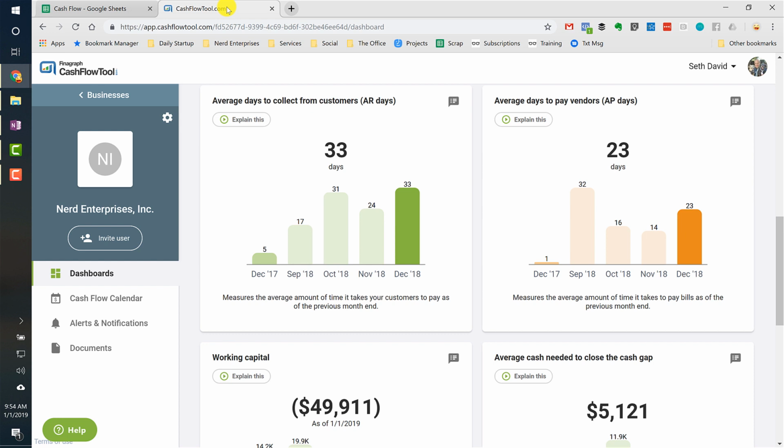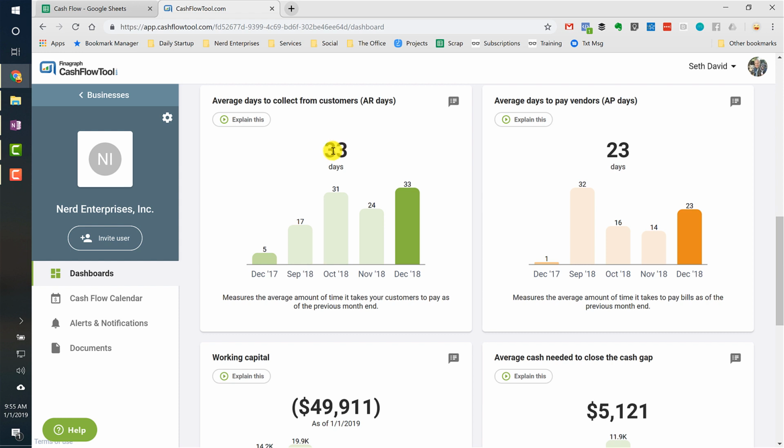Another thing is we can go to cashflowtool.com, and because now you're wondering, all right, well, how do I stay on top of this calculation? Cashflowtool.com makes it very easy to do that, right? You go in here, and cashflowtool.com connects with QuickBooks Online or QuickBooks Desktop, and as you can see, it's showing me my average days to collect.